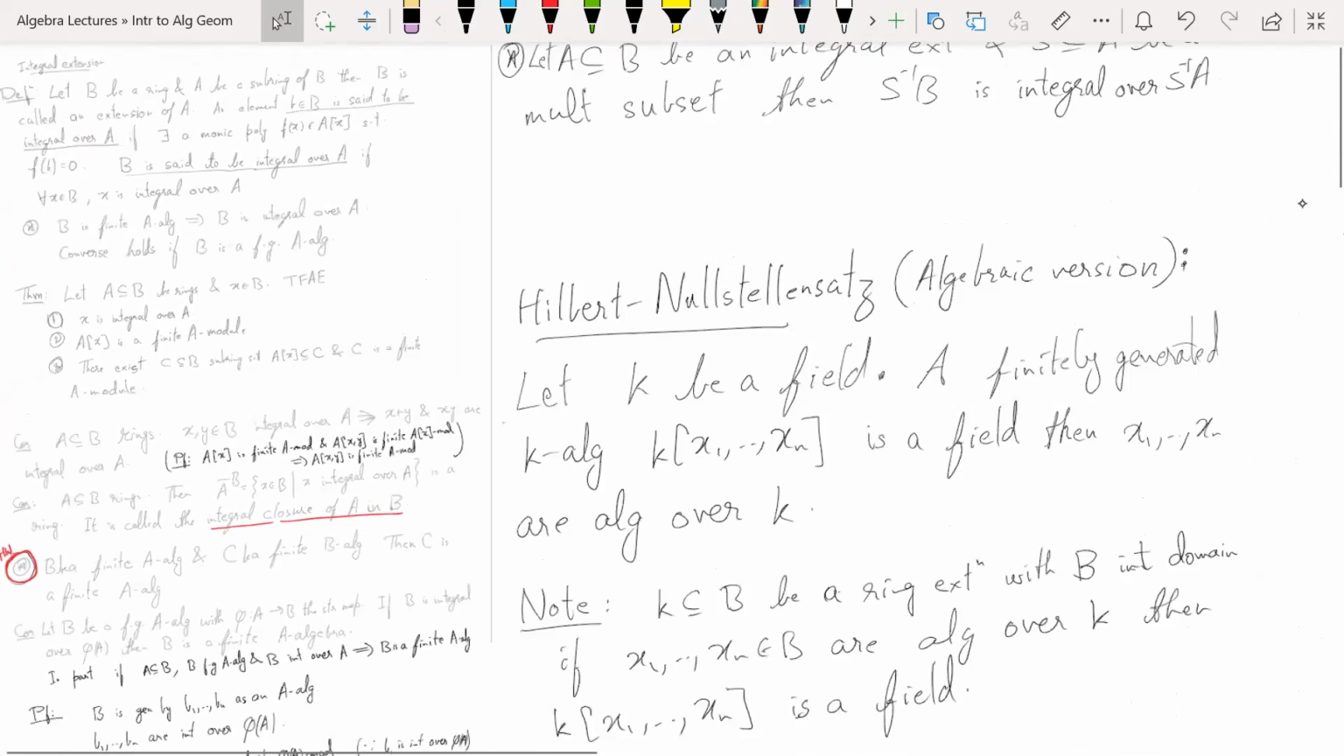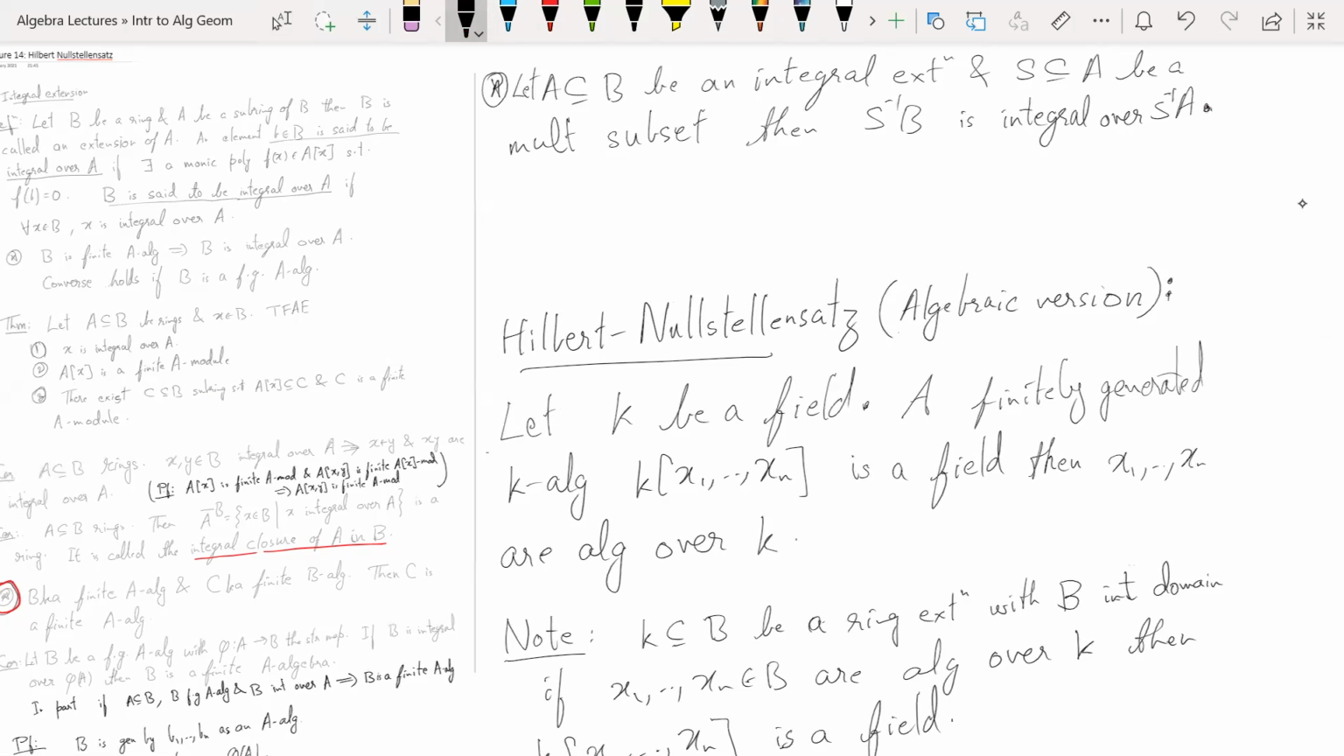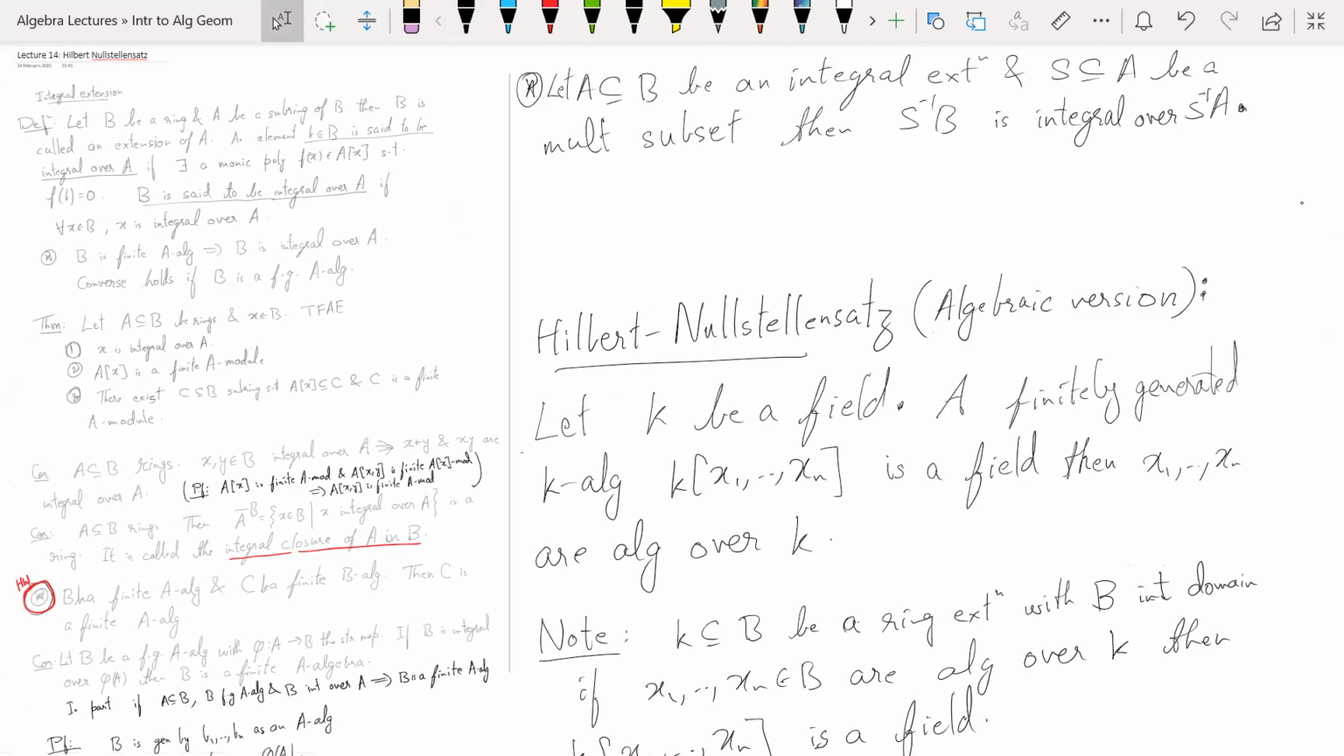Another fact you may have seen: if A is contained in B, an integral extension, and S is a multiplicative subset, then S inverse B is integral over S inverse A. S inverse B is not going to be integral over B or A, but it is integral over S inverse A. Have you seen this result? This is not difficult. You just write down the equation.